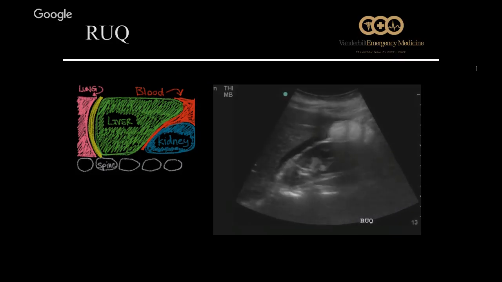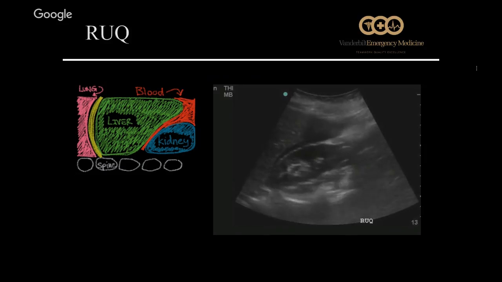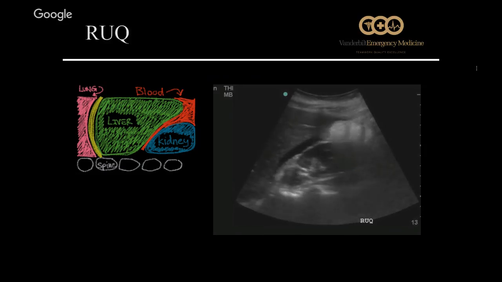Just another example, making sure that we fan all the way through this space, not just getting a single still image, but fanning all the way through, and you can see more pointy black free fluid in Morrison's pouch. Next slide.